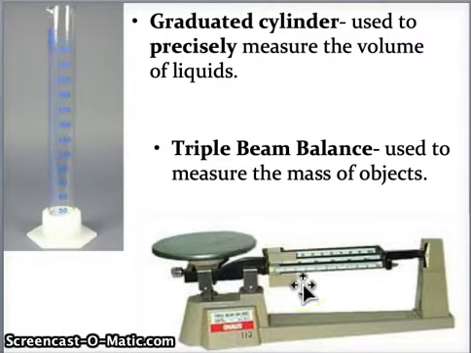The other one here, triple beam balance. This is what we use to measure the mass of an object. It's kind of like a scale, but it's different. You have these three different beams here, and you have to move them in order to balance them out. We'll be using those too, and we'll revisit how to use it. So just be able to recognize that.